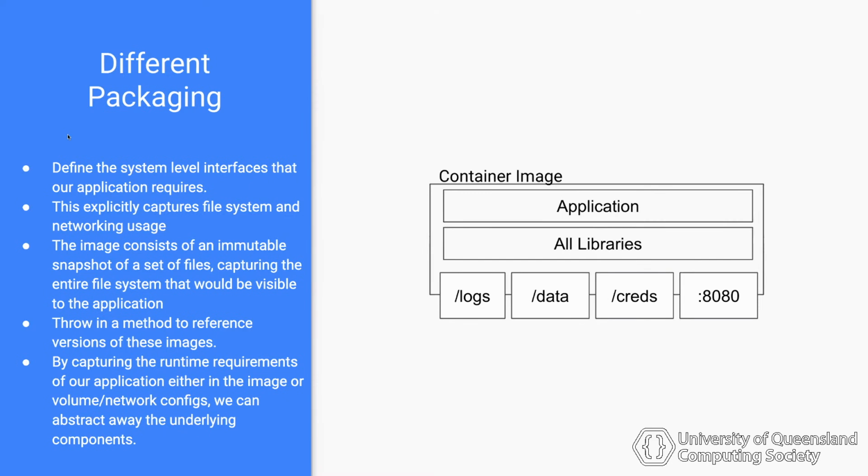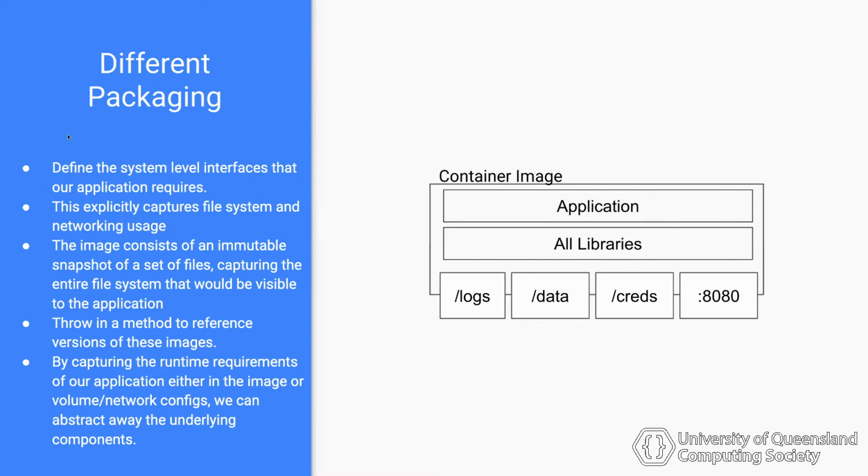So a container allows us to describe and capture the system level interfaces that we would want to express for our application. We can give each container a fairly isolated view of the world, and it can declare the things that it wants the system to provide in a reasonably consistent way. The image itself is actually just a snapshot of all of the files needed to run that application. So that will be everything from your binary down to the system libraries and everything in between. If we throw in a way to reference these containers or these images, then we also have a means to version them, like you would any artifact or source control system.